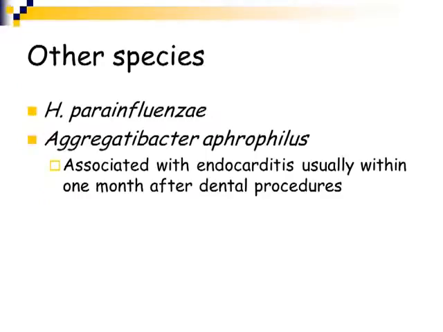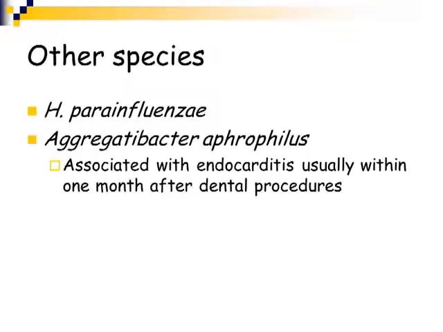Some other species are Haemophilus parainfluenzae and what used to be Haemophilus aphrophilus, which is now Aggregatibacter aphrophilus. We are going to talk about Aggregatibacter aphrophilus in more detail in one of the later parts of this lecture series, because it's part of the HACEK group of organisms. And this organism is highly associated with endocarditis caused after a dental procedure.